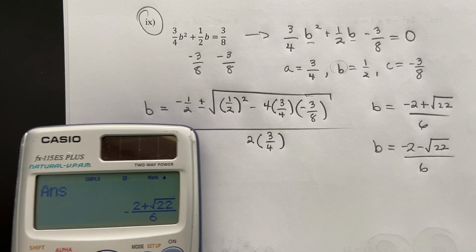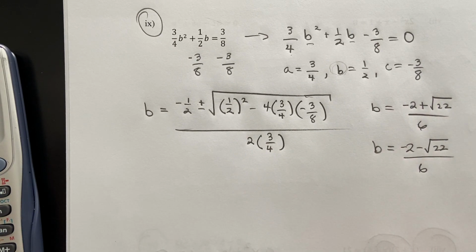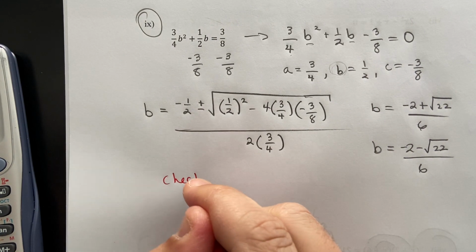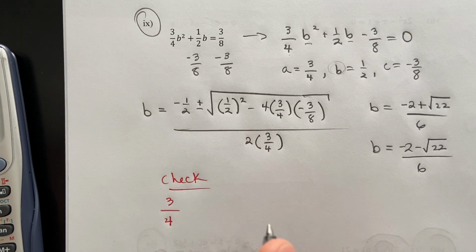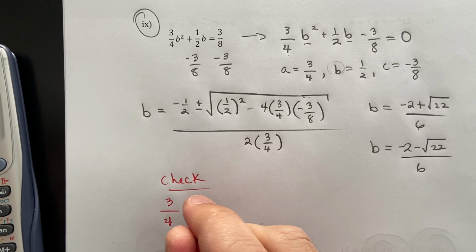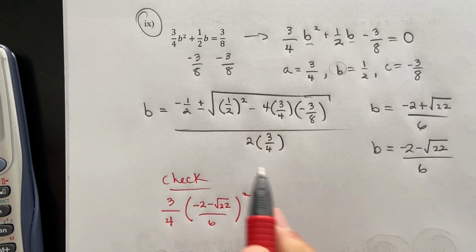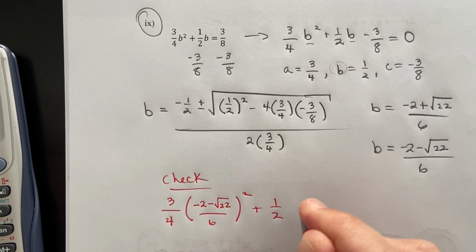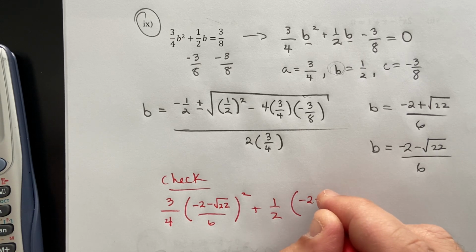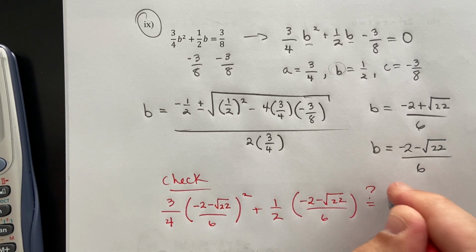So the check that I'm going to perform is I'll check this second one. So I'm wondering, is it true that 3/4 times -2 minus root 22 over 6 squared, right? I'm plugging it back into the original, plus 1/2 times -2 minus root 22 over 6. Does this equal 3/8?